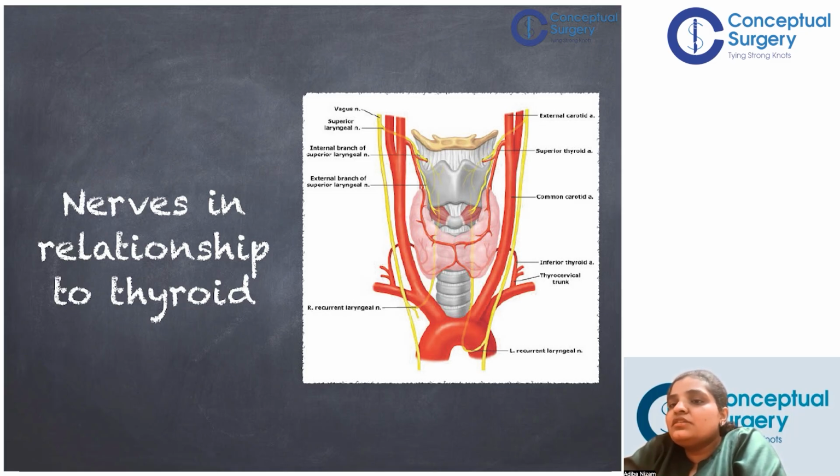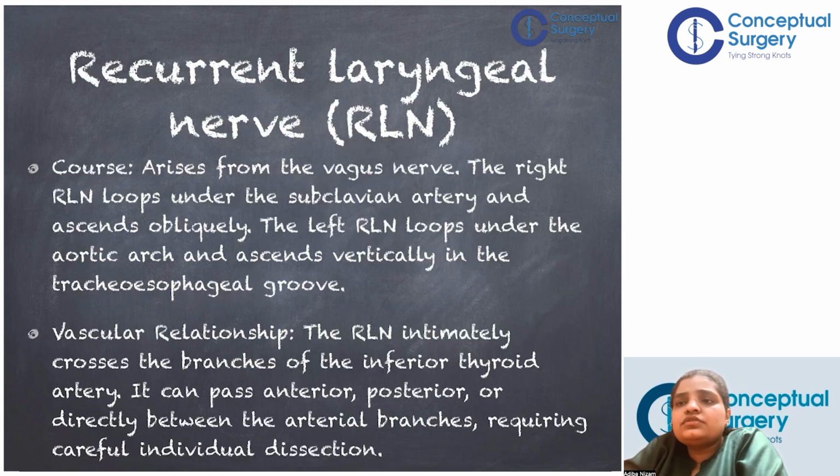The recurrent laryngeal nerves, after arising from the vagus, proceed downwards and then loop around to come back and supply the larynx. So on the left side, the recurrent laryngeal nerve loops around the arch of the aorta, whereas on the right side, it loops around the right subclavian artery. Then it ascends up and passes in the tracheoesophageal groove.